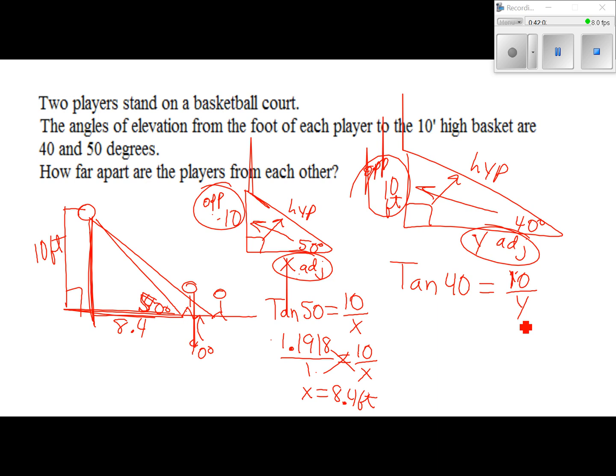We take our calculator, we find the tangent of 40, so you punch in tangent 40, and you get 0.8391. Put a 1 underneath that, equals 10 over y. Same thing, you cross multiply here. So you're going to end up with 10, and then you're going to divide it by this number. 10 divided by 0.8391, and we end up with y equals about 11.9.